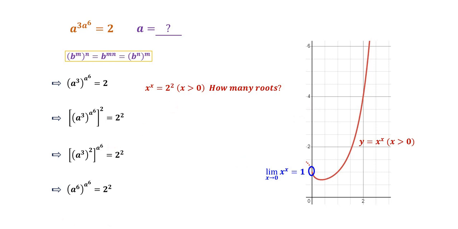So the straight line y is equal to 4. So you see here the y coordinate is 4, and the straight line has only one intersection with the graph of x to the power of x in the positive domain. So it's right here, there's only one intersection, and there's only one root for this equation, x to the power of x is equal to 2 to the power of 2. So there is only one root. So we can safely take a to the power of 6 is equal to 2, then a is equal to positive and negative 6th root of 2. So here is the final answer, positive and negative 6th root of 2.